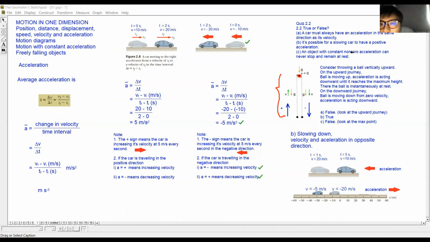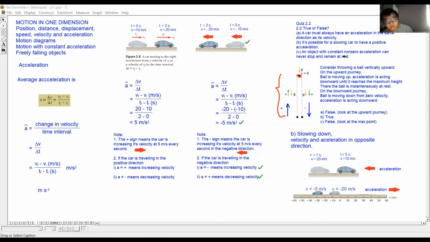An object with constant non-zero acceleration. Non-zero acceleration means the acceleration due to gravity, the g which is pulling the ball, is there all the time and is not zero. It is 9.8 meters per second squared. Now, can such an object never stop and remain at rest? It will stop when it reaches the maximum height.